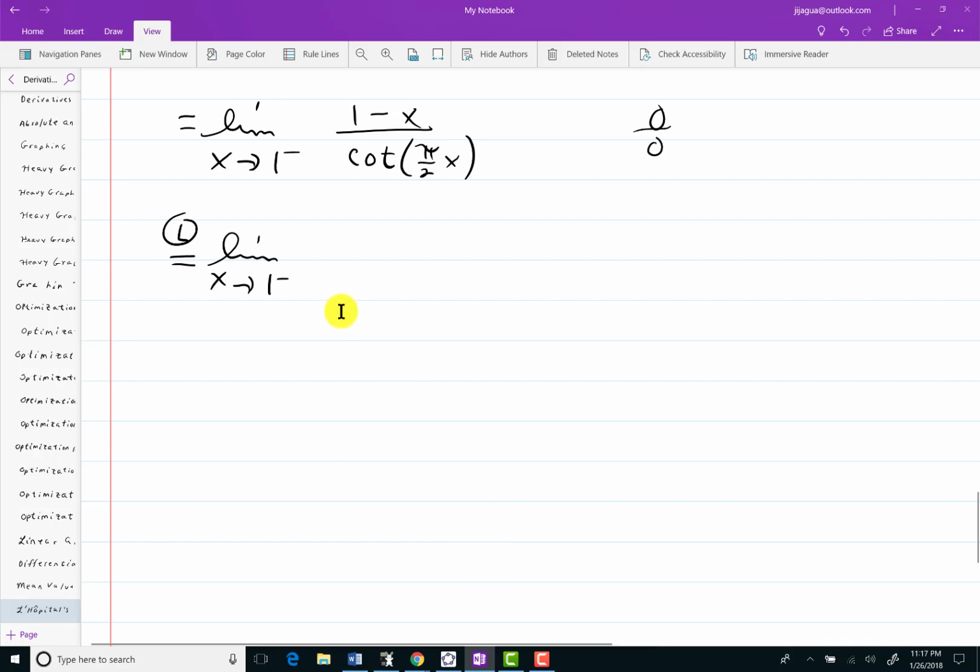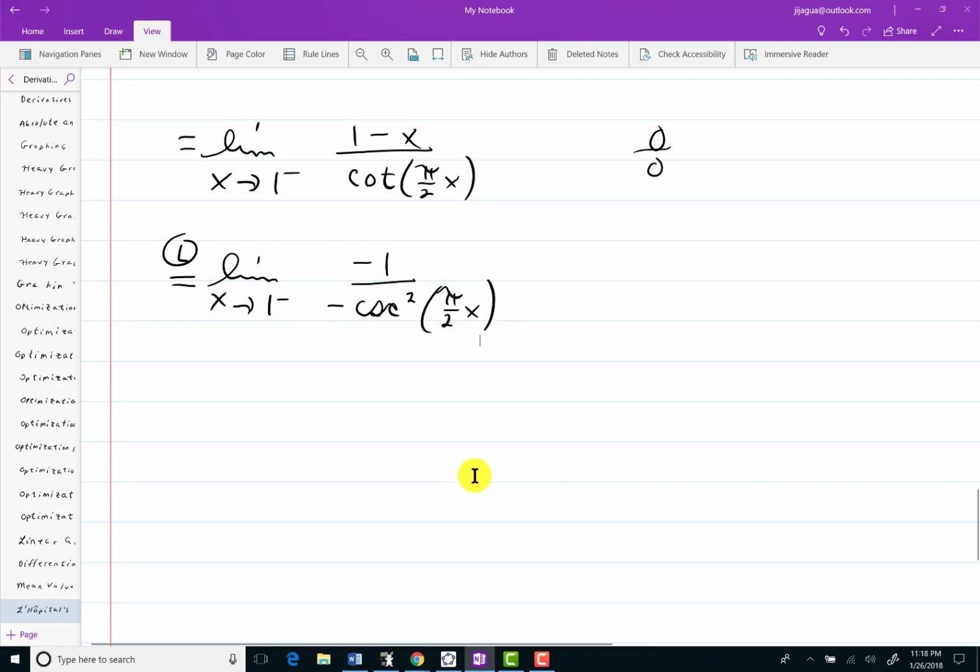The numerator is easy. That'll be negative 1. The denominator, the derivative of cotangent is negative cosecant squared. But then don't forget that when you take the derivative, you have to take the derivative of the stuff inside, which in this case will be pi over 2.